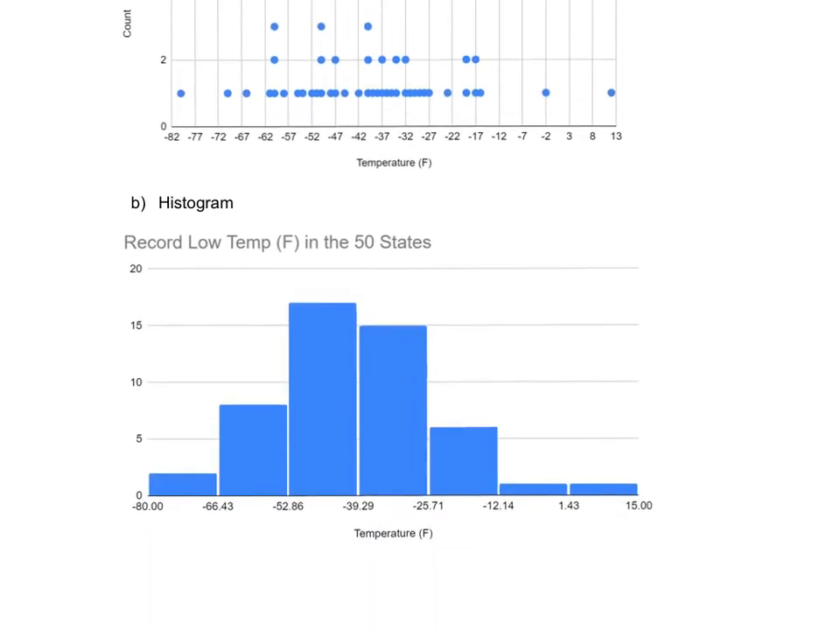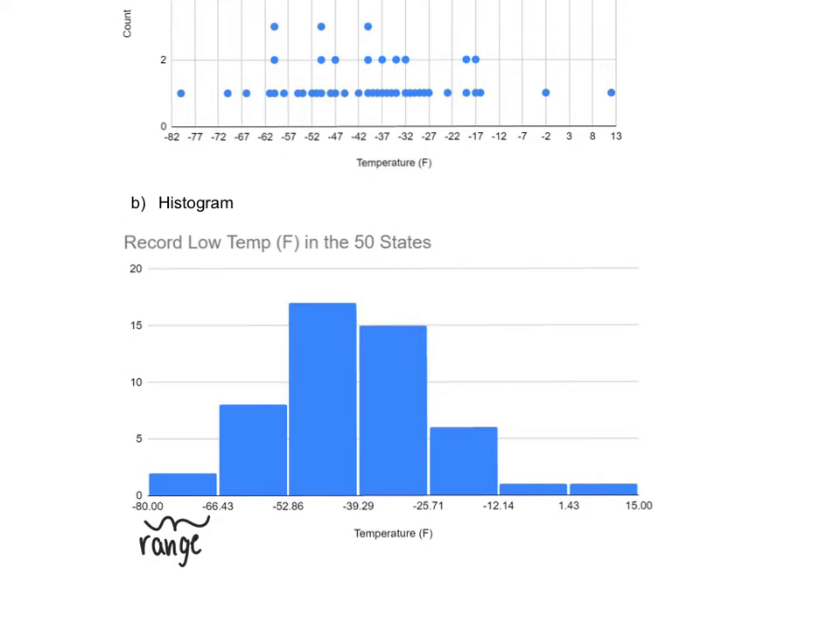So for the histogram, all I had to do was transfer over the temperature in each of the 50 states, highlight it, and then insert my chart. And remember, each of my bars over here is a range. So the number of states who had a record low between -80 and -66.43, and my counts go up by 5s, appear in this bar, and then between -66.43 and -52.86, and so on and so forth.